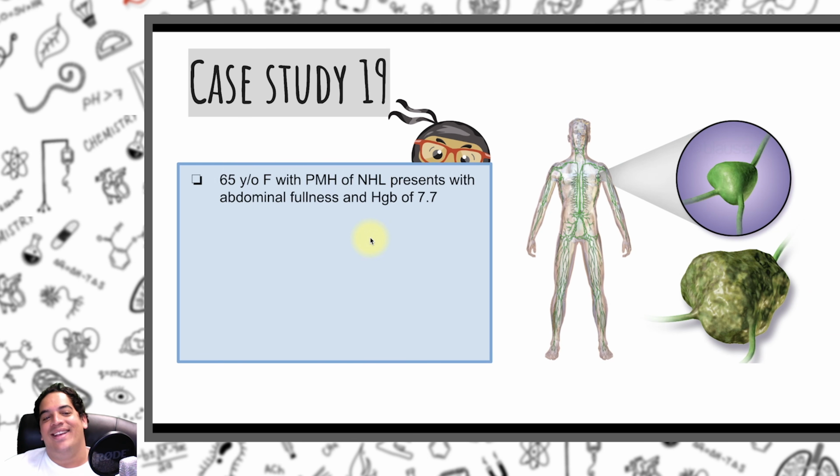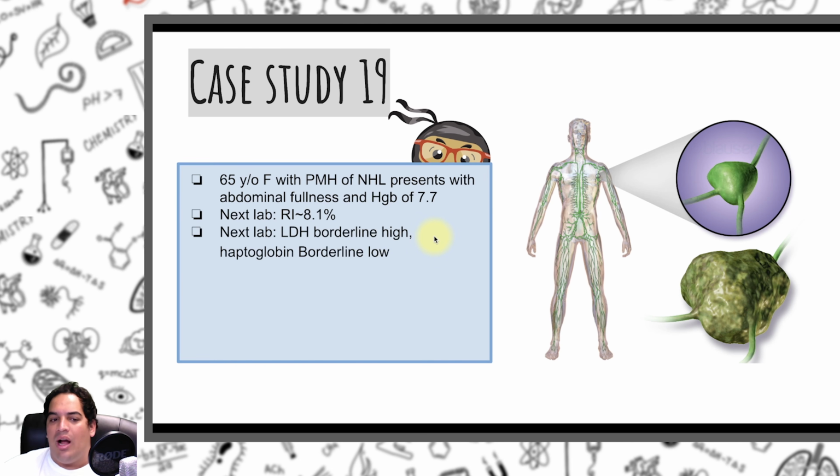All right. 65-year-old female, past medical history of non-Hodgkin's lymphoma, presents with abdominal fullness and a hemoglobin of 7.7. All right, what do we do? Check a retic. 8.1. Increased destruction or loss. Which one? Check hemolytic labs. The hemolytic labs are high, but they're borderline high. So they're not crazy high. Remember what I told you? If you have somebody who's hemolyzing, they have evidence of hemolysis, but it's just barely elevated, and they have this abdominal fullness. What do I tell you to potentially consider?